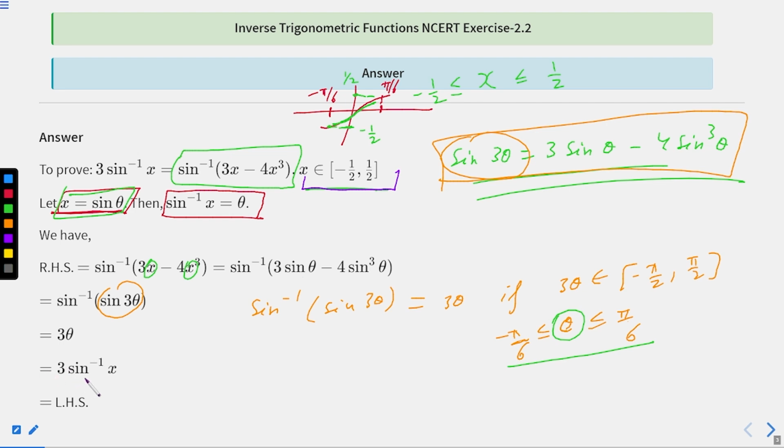Now 3 theta. Theta is sine inverse x. Now I am putting in the value of theta, so it will be 3 sine inverse x, and this is our left hand side. So we showed the right hand side is equal to the left hand side. I hope that the proof is clear to you. Okay, let's move to the next.